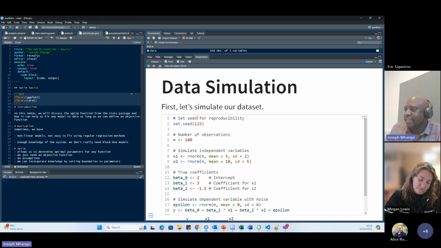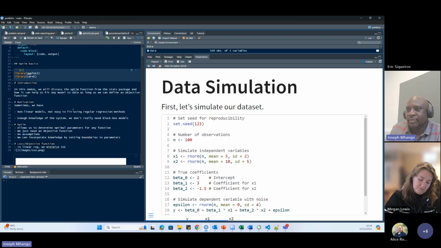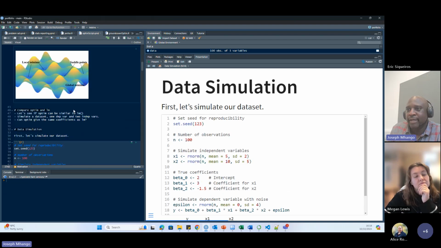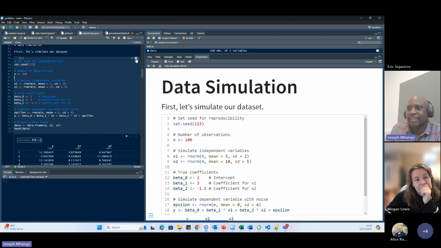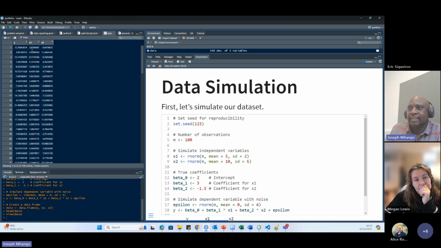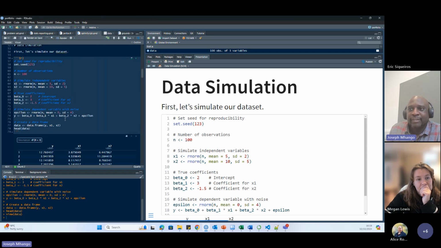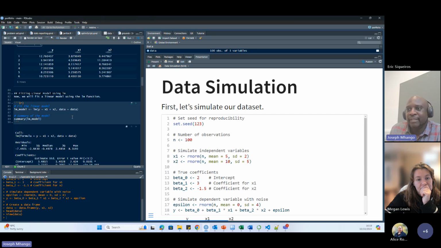So first, I simulate the data. This slide just shows some code that I have somewhere here. I'm just simulating some data, and that data is here. It's just three columns, really, a Y, an X, and an X. So we'll use these X's in a linear model to predict Y. And let's see what a regression gives us, and then let's see what Optim gives us.